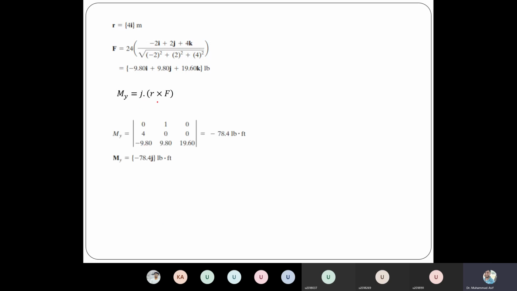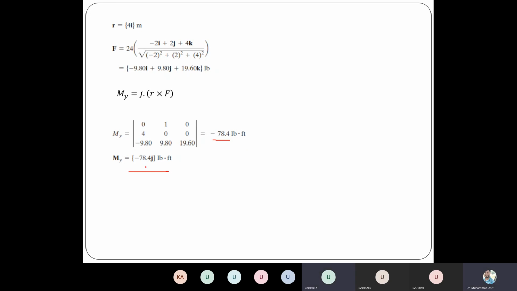So first of all we get the value of r, then we convert the force into a vector, then in order to calculate My, we need j dot r cross F. So for j dot r cross F, we need to put in the values, and if we simplify, we'll get minus 78.4 pound-feet. And what does the negative sign indicate?